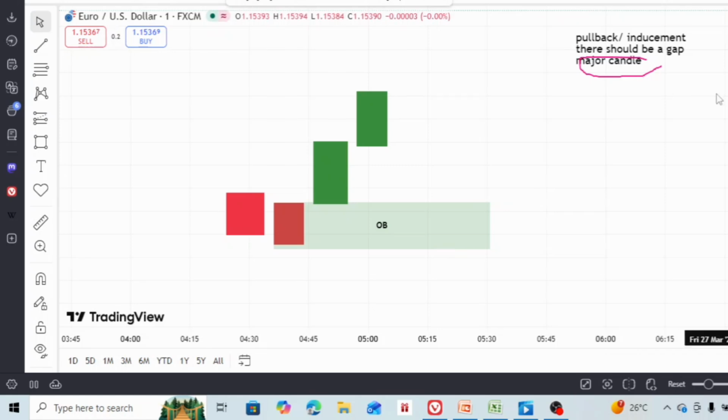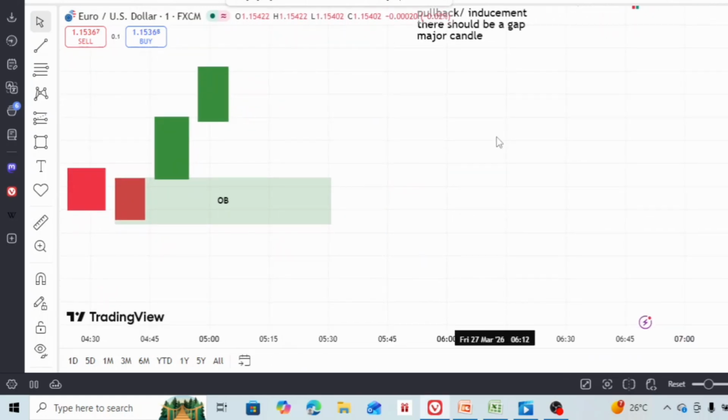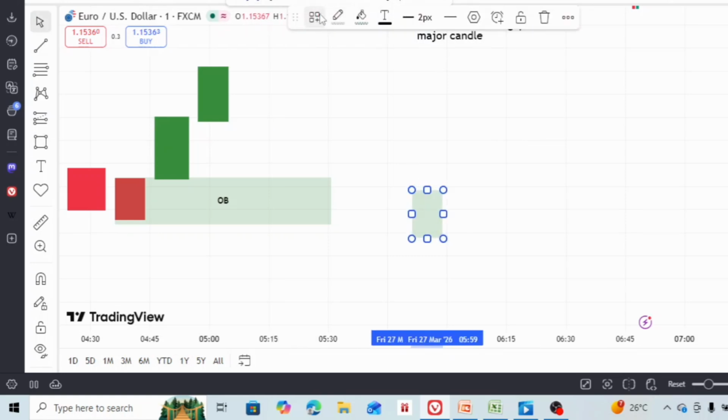To identify a good order block, like we have mentioned here, there should be an inducement, a gap, and then the major candle. The order block candle should be a major candle. So this is one scenario of the order block, how you can find it. Now I will give you another example where you can find an order block in this kind of situation. Let me give this as the bearish candle.